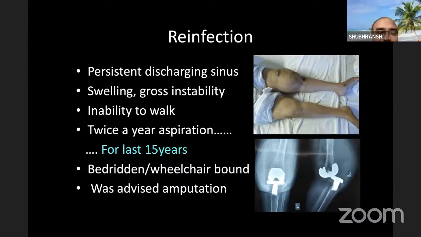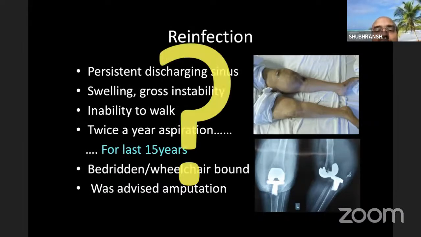Okay, no problem. So I discussed with the patient and relatives. Since he was advised amputation, I told them that I'll take a trial, but I cannot guarantee you. On the table, I may require amputation as well. So I took a consent for amputation.